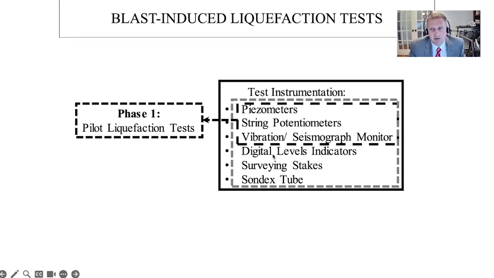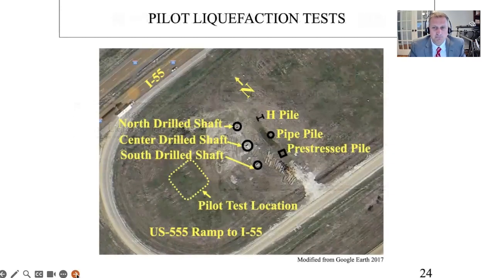Digital level indicators to monitor how much the ground surface moves or how much the piles move, and then surveying stakes and Sondex tubes. The Sondex tube is used to monitor how the soil changes or the soil settles as a function of depth. And so I'll just show a couple pictures of that.